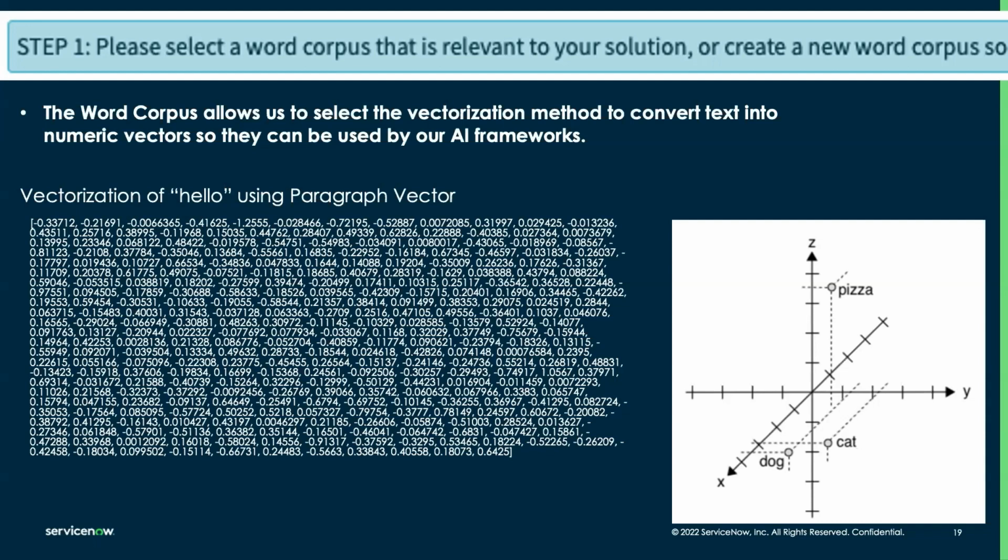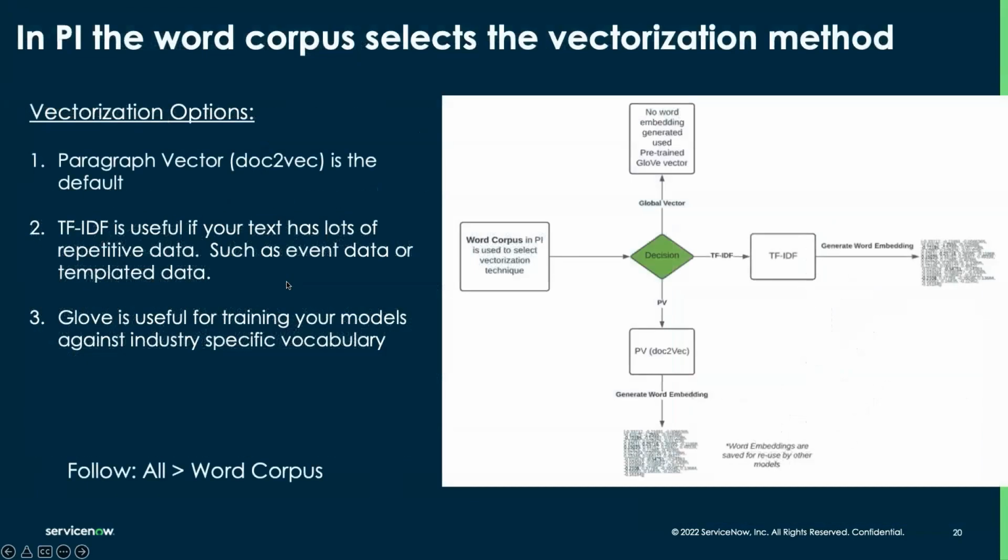Now think about it in terms of your incidents coming in. I've got an incident that says my email is slow, and then someone says my Outlook email is not working. So great, we can convert all those words into these numeric vectors, and we can plot them in an n-dimensional space, and we can see that those two short descriptions are very similar to one another. Okay, and so when you select that word corpus, again, we just grab the default and we let it do it for us.